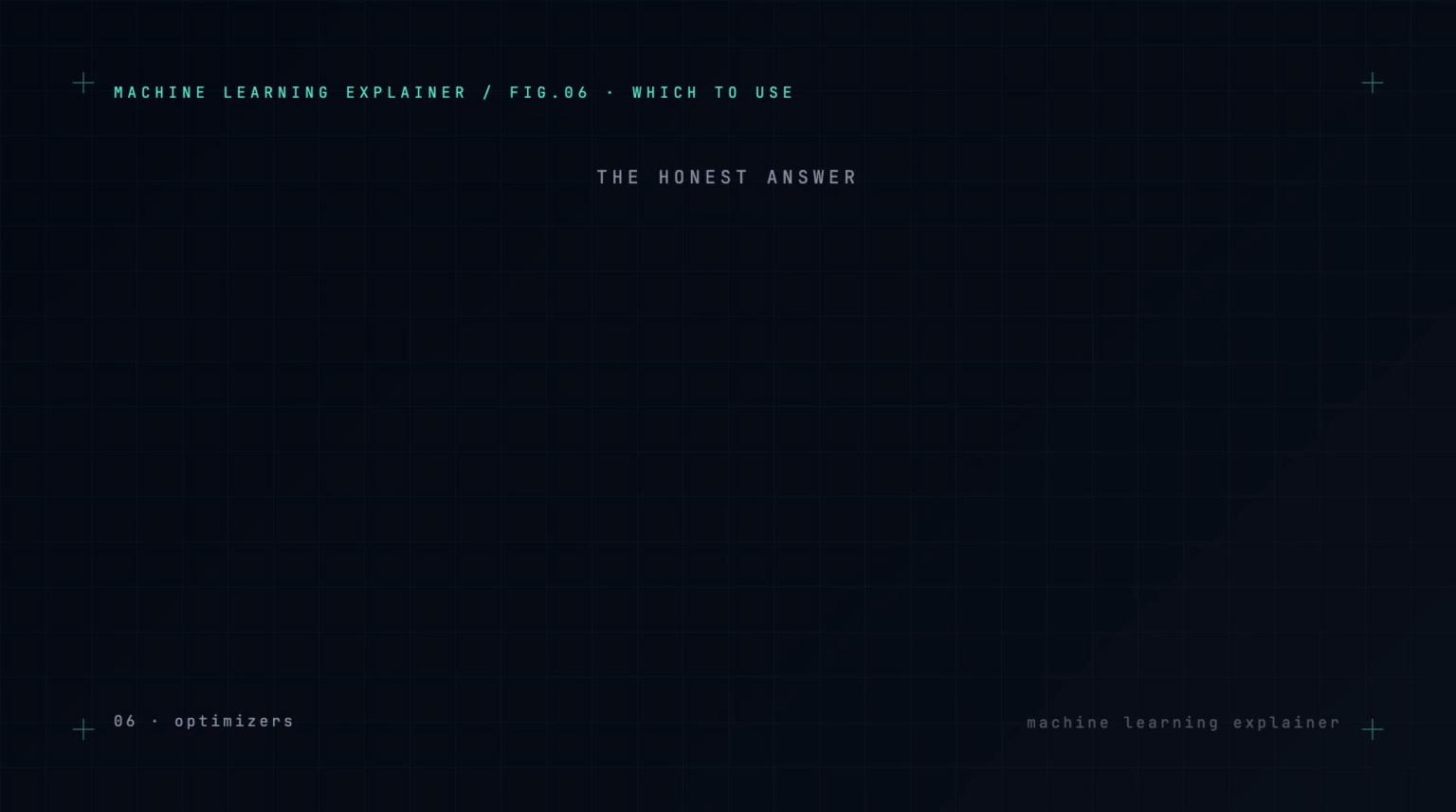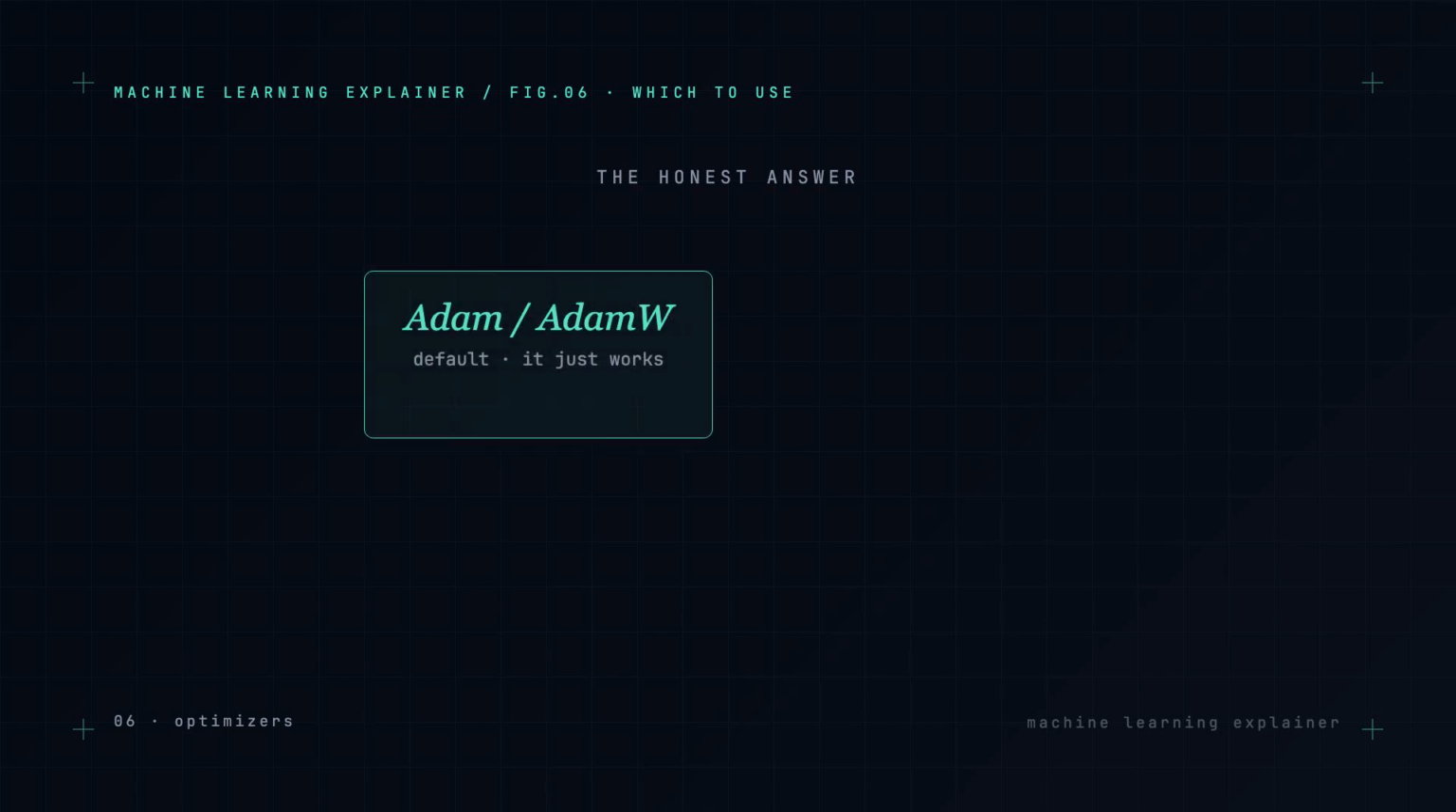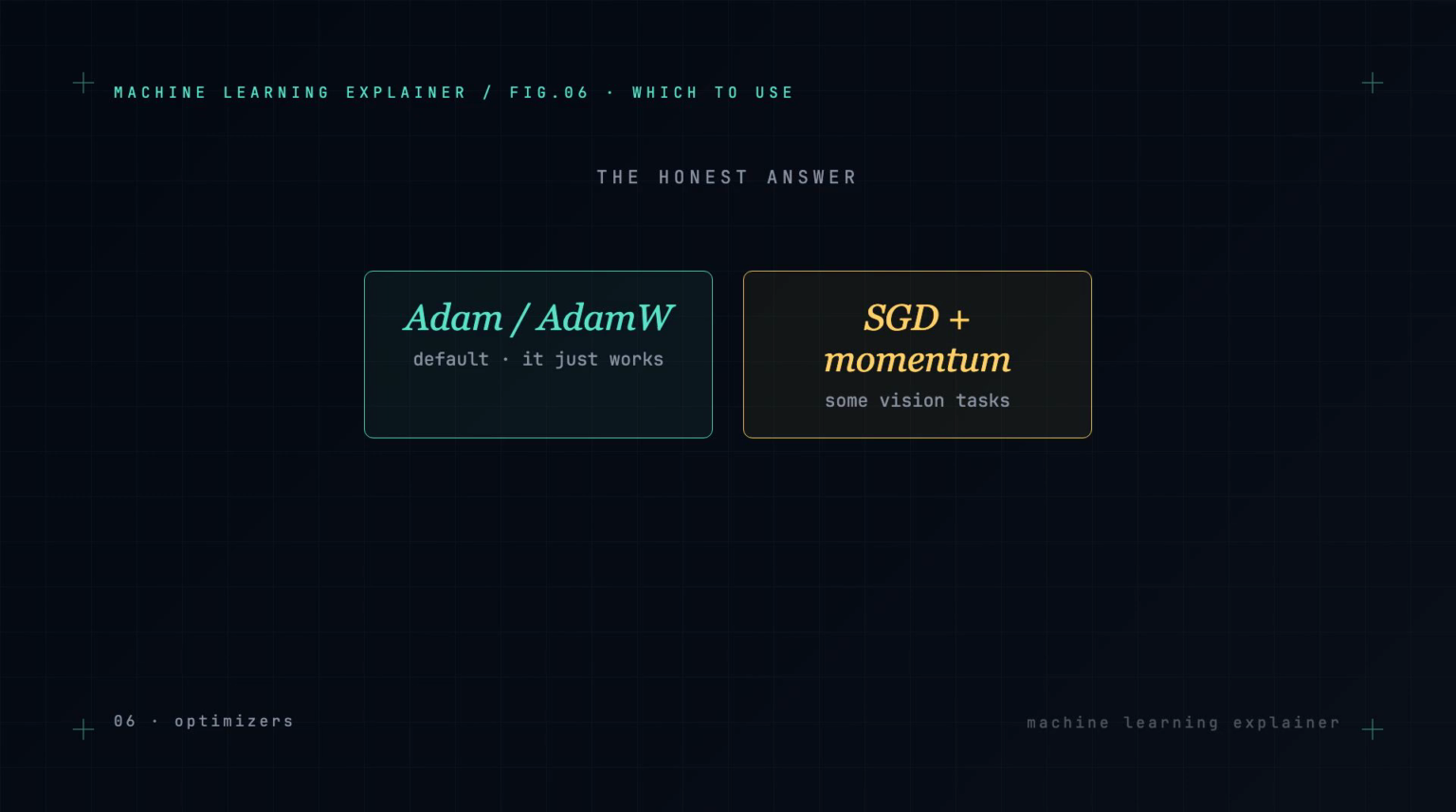So, which optimizer should you use? The honest answer is short. Reach for Adam or AdamW by default, it just works. For some vision models, well tuned SGD with momentum can generalize a touch better, but you'll rarely go wrong starting with Adam. The takeaway: the gradient tells you the direction, but the optimizer decides how to move, and a smart optimizer can be the difference between training in hours and not training at all.